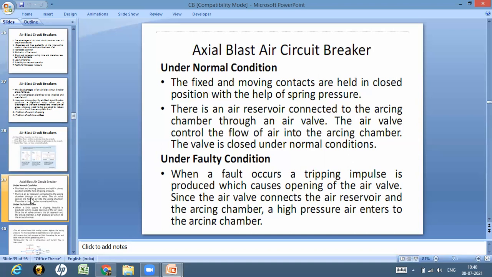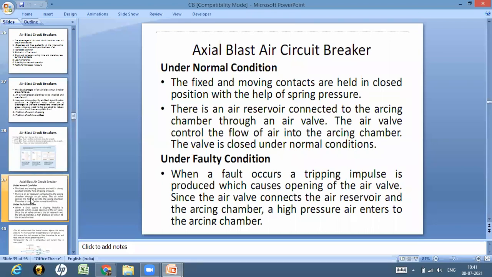That means when there is no fault in the system, the moving contact and the fixed contact are close together and there is no arc between them. In between, there is an arcing chamber where the arc is generated. In addition, we provide an air blast valve, and this air blast valve is closed in healthy conditions. That means at the time of non-faulty conditions, this air valve is closed.